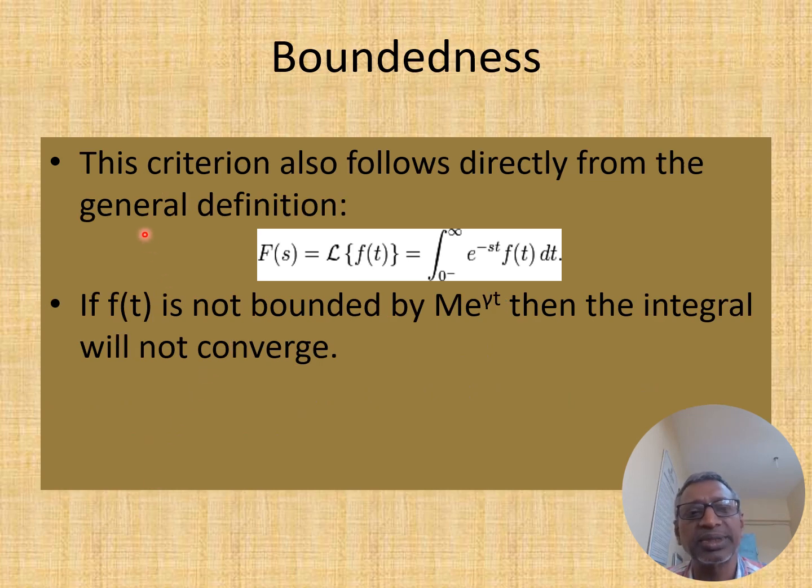Next, boundedness. This criterion also follows directly from the general definition, L of f(t) equal to the integral from 0 to infinity of e^(-st) f(t) dt. If f(t) is not bounded by the function M e^(γt), then the integral will not converge. This is the second condition to be followed for the existence of the Laplace transform.